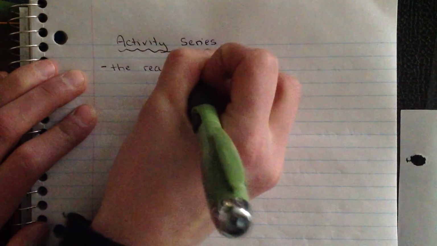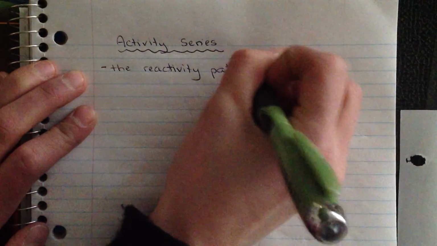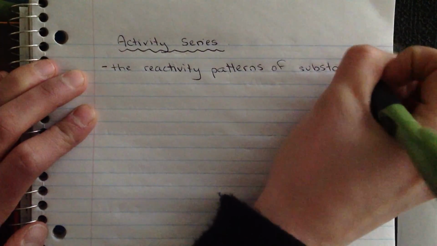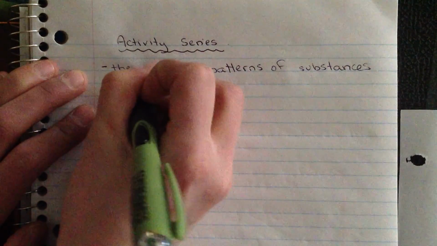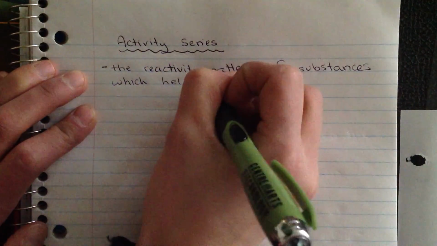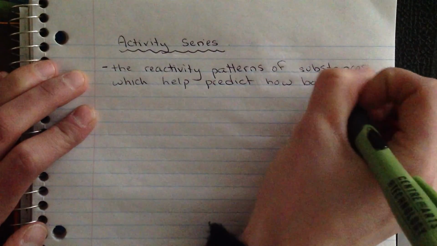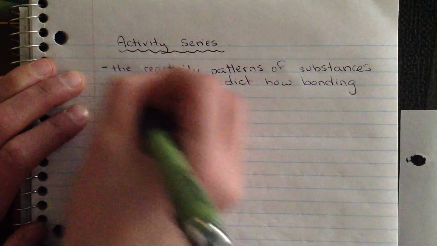Okay, so we're not gonna go play dodgeball. Although that kind of would be nice to see how atoms can work together. So an activity series is actually something that's gonna help explain the reactivity patterns of substances, which help us predict how bonding is likely to happen.